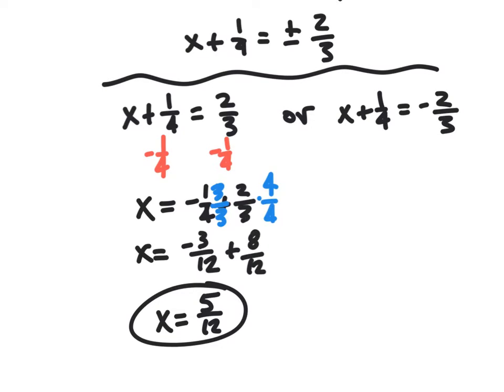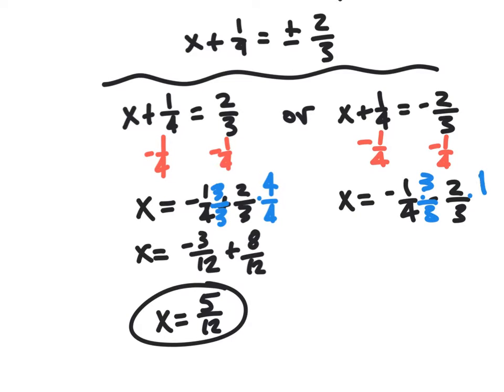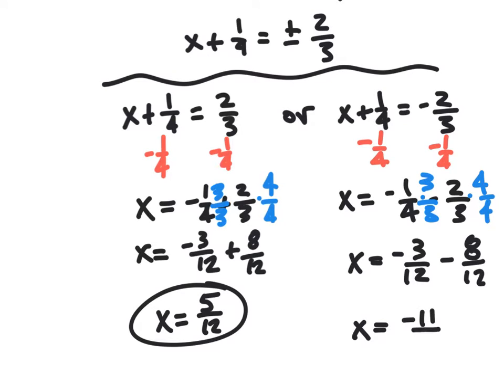Now, over here on this other one, let's do the same thing. Let's subtract 1/4 from both sides. All right, so then we get that x is equal to negative 1/4 minus 2/3. And same thing over here. I'm going to multiply top and bottom by 3, this one top and bottom by 4 to get a common denominator. And I end up getting x is equal to negative 3/12 minus 8/12. So then I get that x is equal to negative 11/12, okay? And these are my two answers.